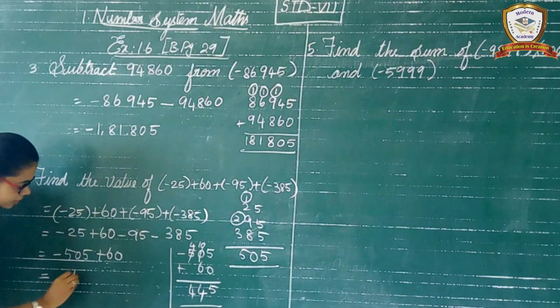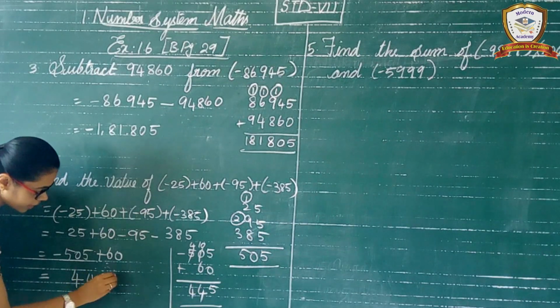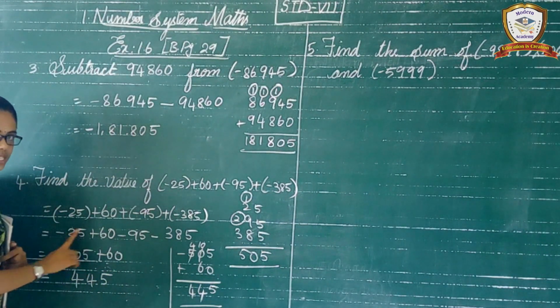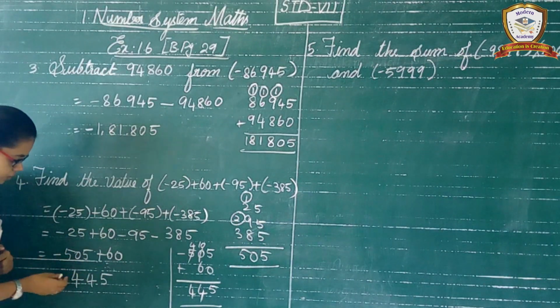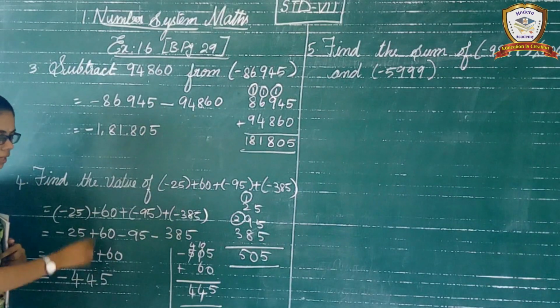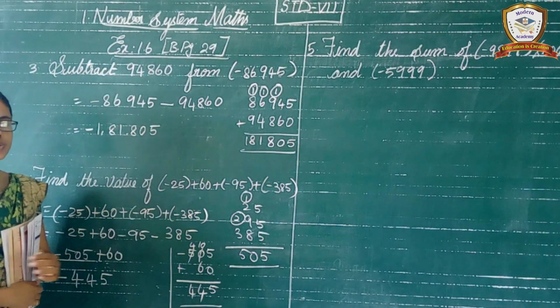Okay, so final answer 445. So which one is the biggest number? 505. The sign of 505 is minus. So you want to mention here minus in our answer. Okay, can you understand this? Shall we move to the next one?